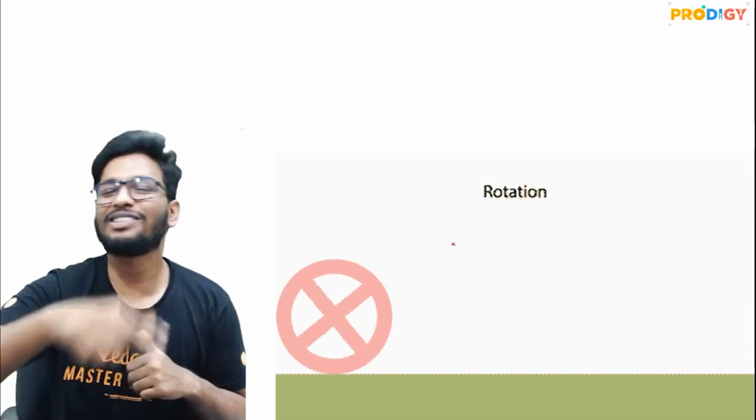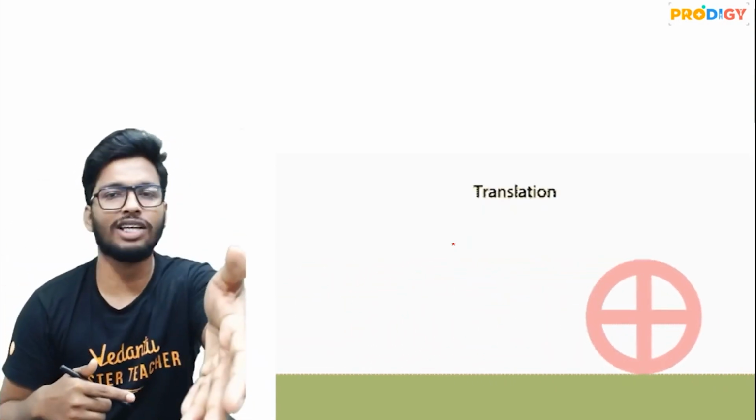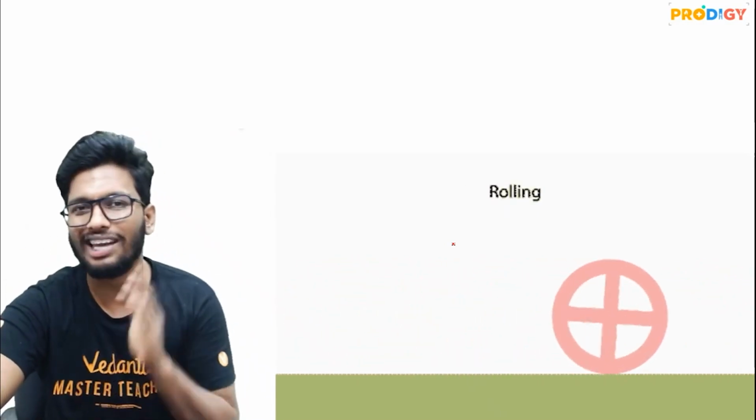Anyways, so this is rotational motion. You see that the wheel is rotating about an axis, and this is translational motion where you don't see any rotation whatsoever. When you apply a force, the body moves in a straight line.